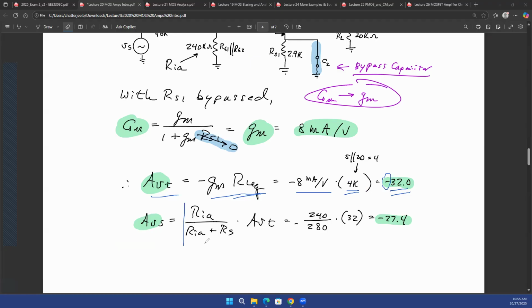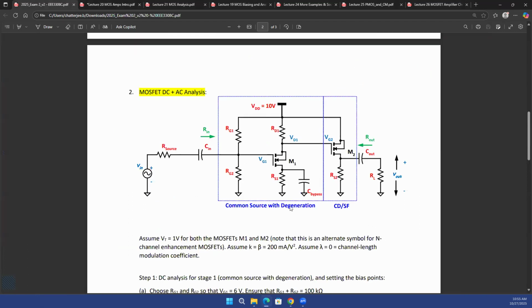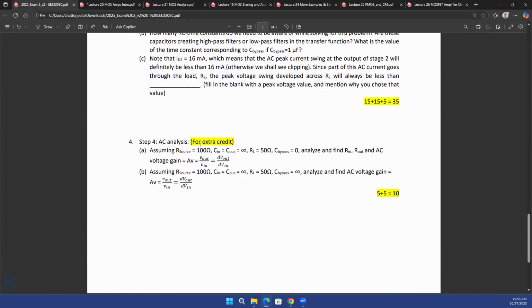If you consider the voltage division at the input side, multiplied with this gain that you had calculated from the gate of the MOSFET to the output of the MOSFET, that gives you the overall gain, and then it reduces a little bit from 32 to 27.4, but that's still pretty high. So this is how you're going to solve the first part of your exam question, if you want to solve, let's say, this AC analysis extra credit problem.